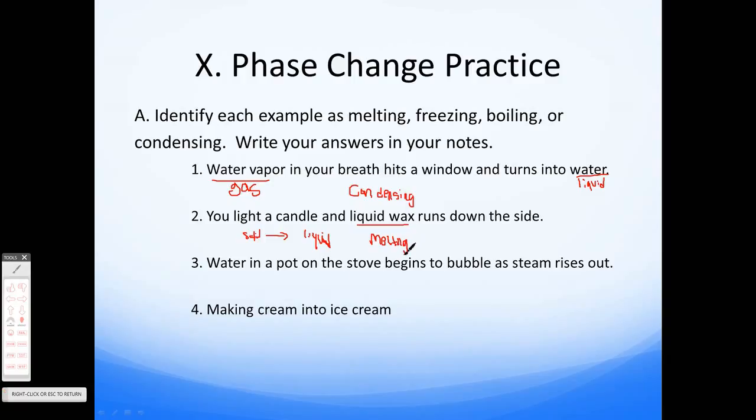Let's see. Let's just do these last two without writing. So water on a pot, so water's a liquid, on a stove, begins to bubble as steam rises out. And steam's going to be a gas. So when we go from liquid to gas, that'll be boiling. Let's put a B for boiling.